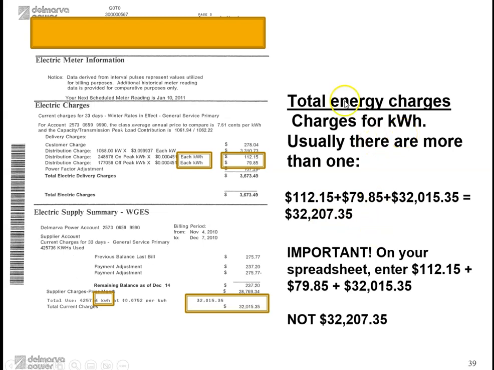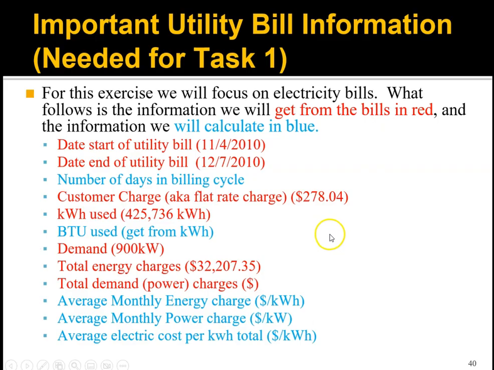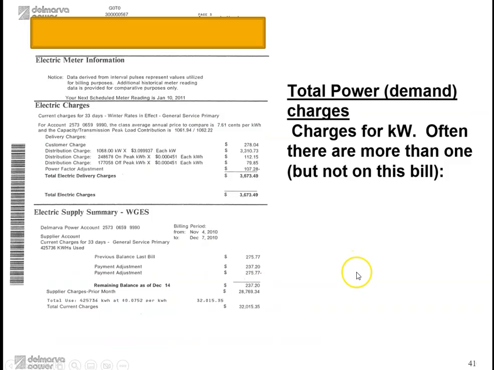Remember, it's kilowatt hour. Energy, kilowatt hour. And finally, we have our total demand charges or our power charges. So remember, kilowatt hour is energy, kilowatt is demand. Okay? So just like energy charges, there's often going to be more than one demand charge here. In this case, there's only one. Okay? And it's $3,310.73.